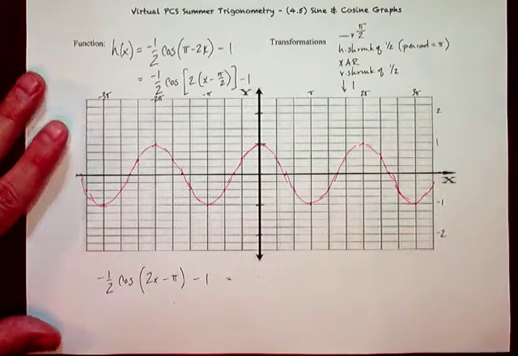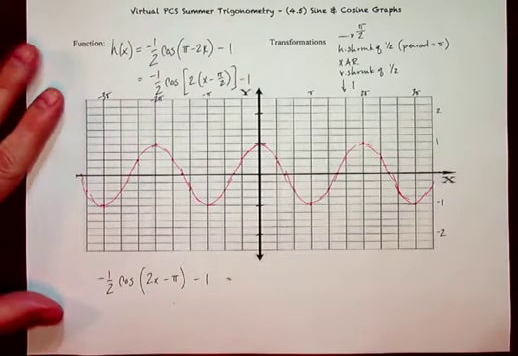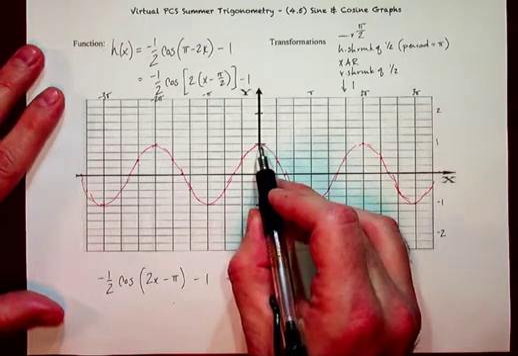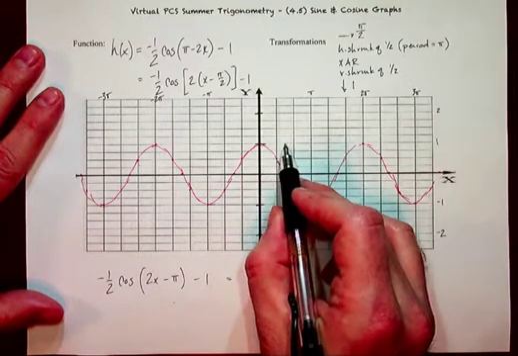Okay, now let's go ahead and just transform some representative points, and then again, as always, we'll extrapolate from there. Let's take that point right here, and let's move it over pi over 2. Then we need to horizontally shrink it.